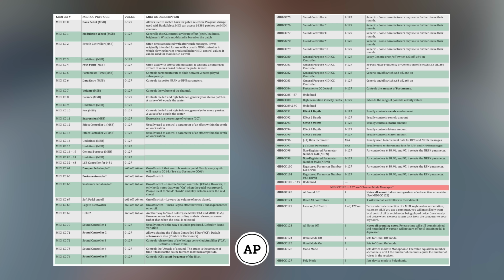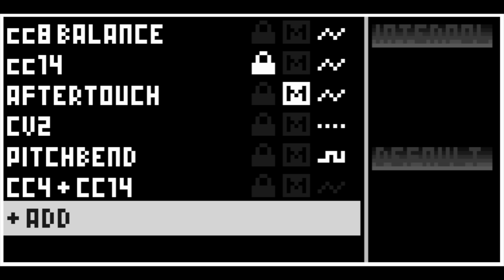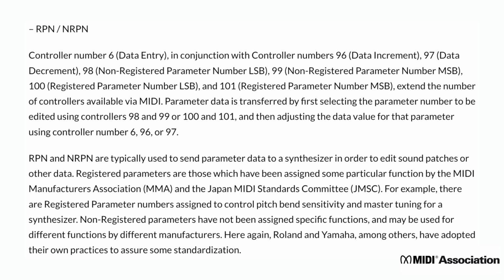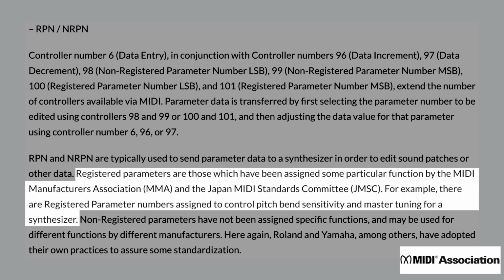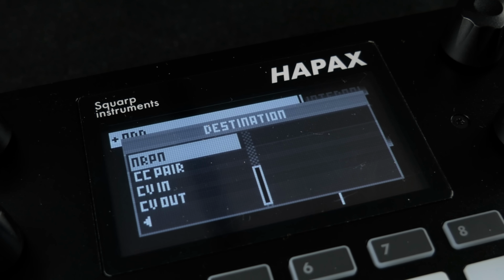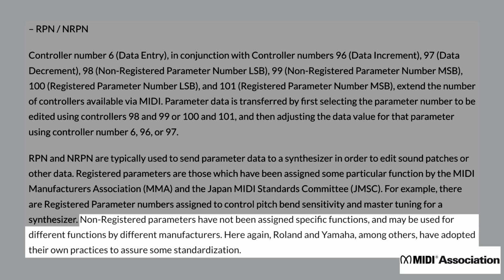There are only 128 control changes. However, a set of controllers based on a combination of CCs called RPNs and NRPNs let you drastically expand the number of parameters you can control. RPNs, or registered parameter numbers, are defined by the MIDI standard. NRPNs are non-registered and differ from manufacturer to manufacturer.